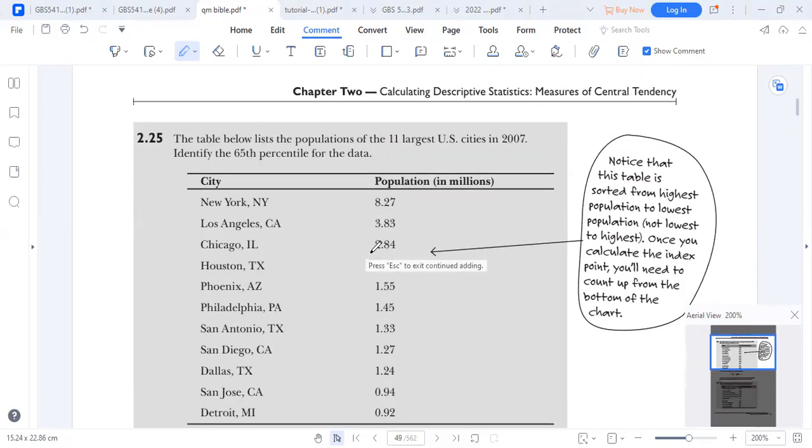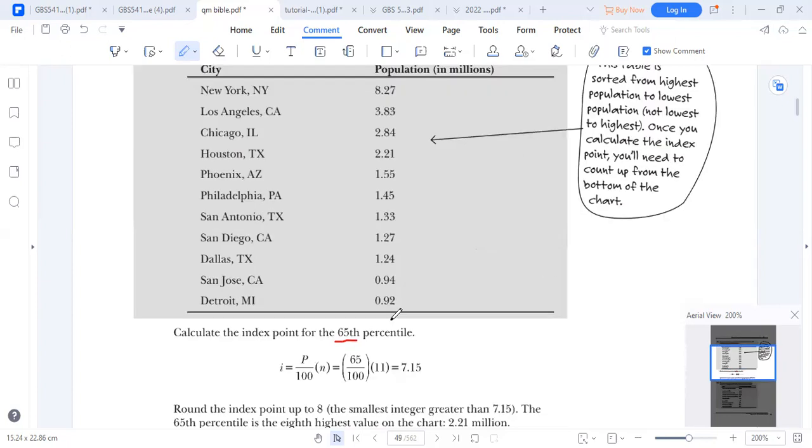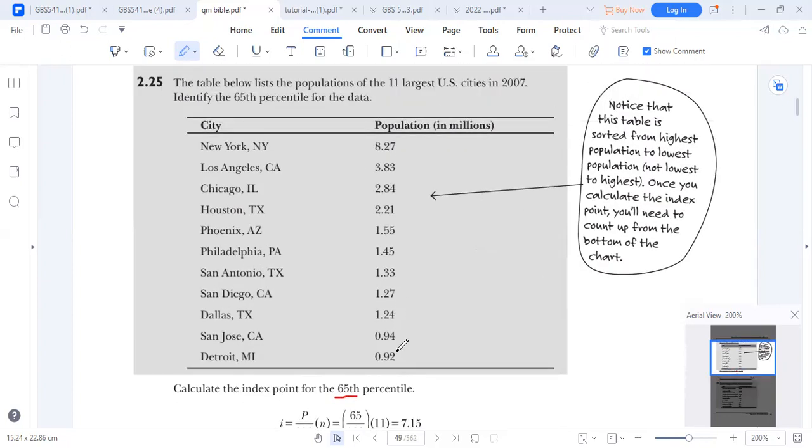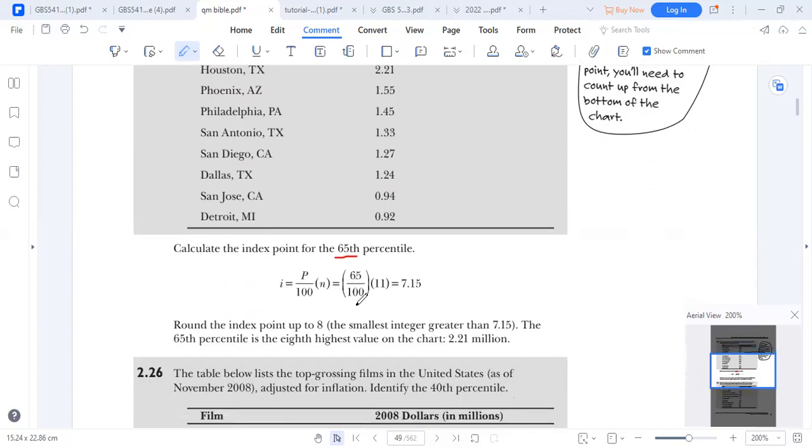So we may have another data set, which is here. They ask you to find the 65th percentile. As usual, you arrange them in order of ascending. Then 65 over 100 times 11, which is 7.15. You round up 7.15. The nearest is 8.